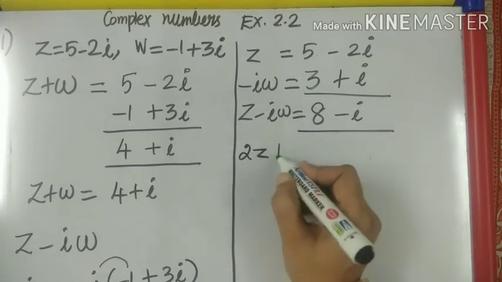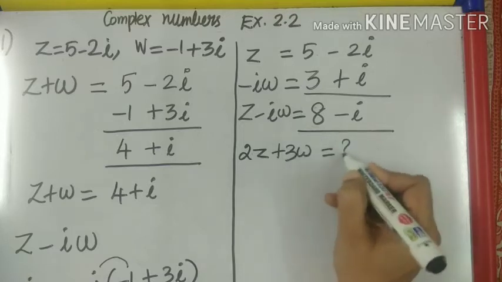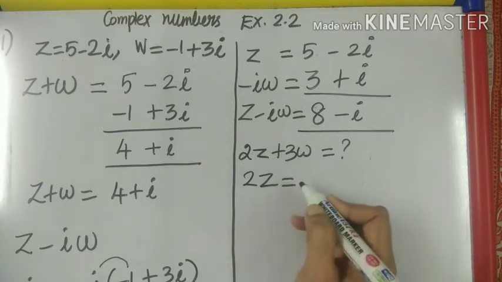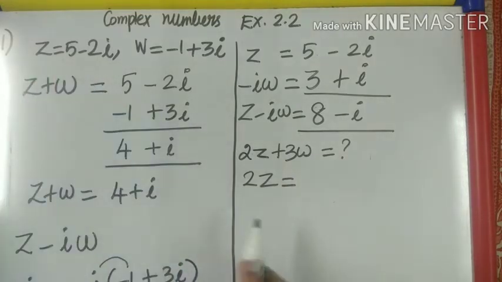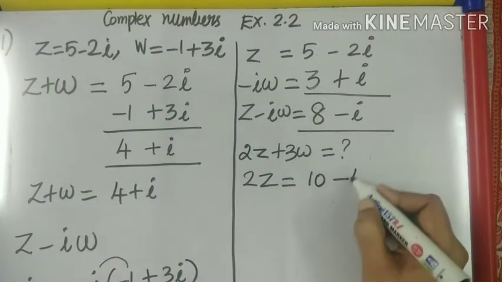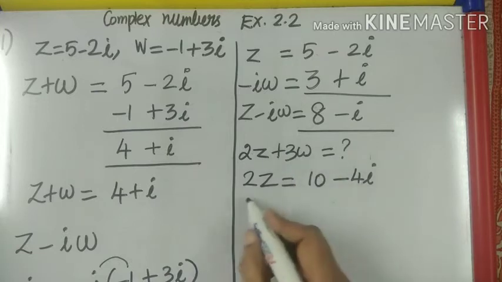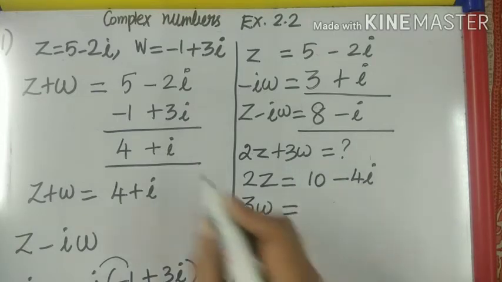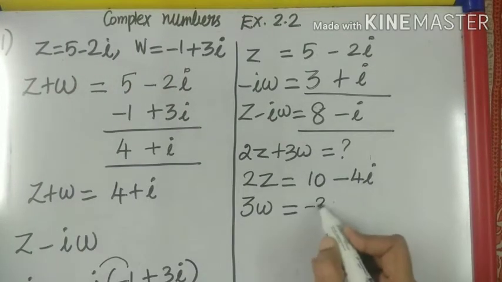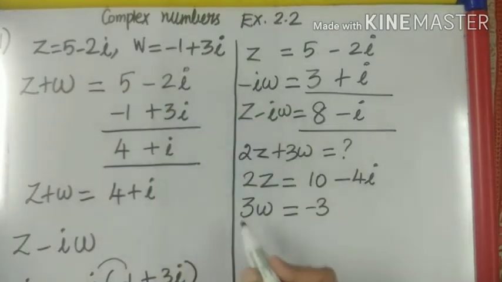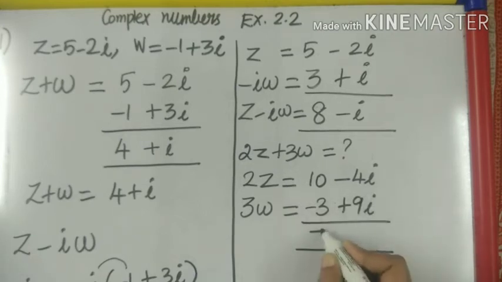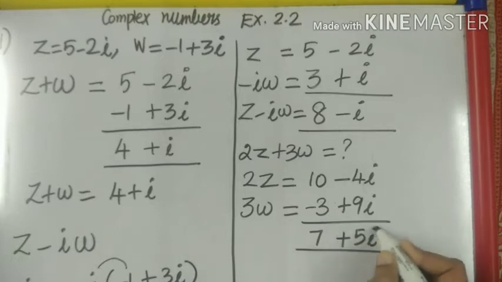2z plus 3w. This is equal to what? Find out 2z. That means z multiplied by 2. 5 2s are 10, minus 2i into 2, 4i. Then I want 3w. w multiplied by 3. Minus 1 into 3, minus 3. 3i into 3, plus 9i. So my answer will be 7 plus 5i.